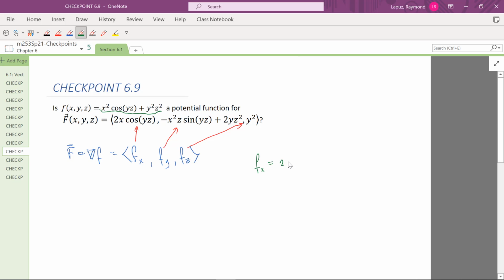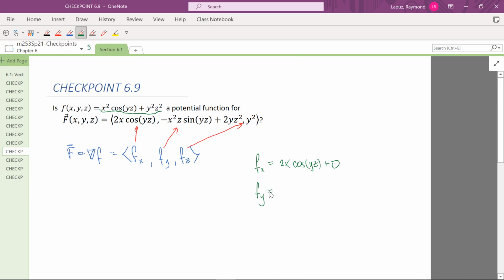The derivative with respect to x is going to be 2x times cosine yz. Cosine yz is constant with respect to x, plus 0, because y and z are both constant with respect to x, and the derivative of that is 0.